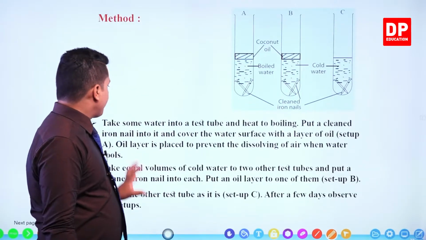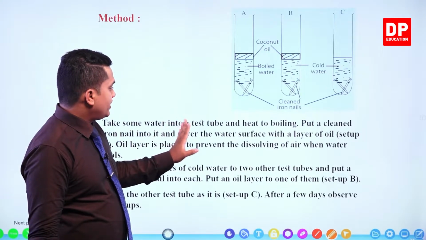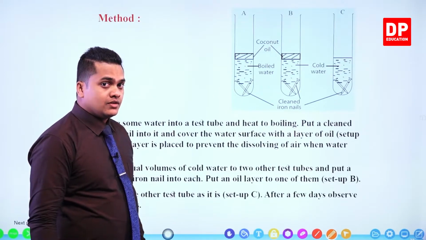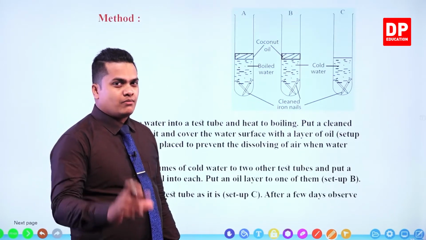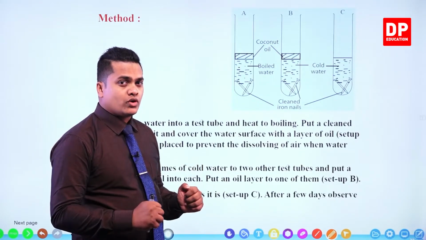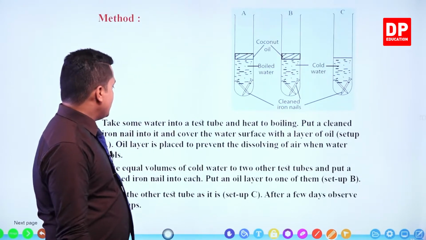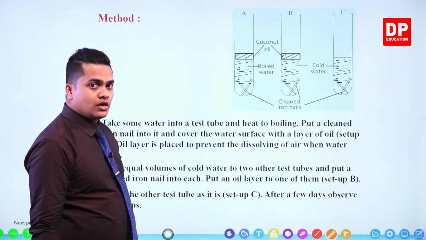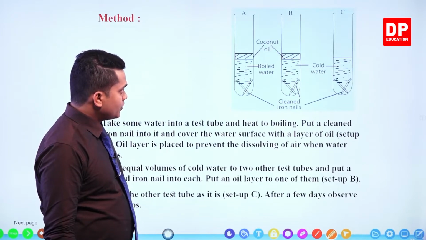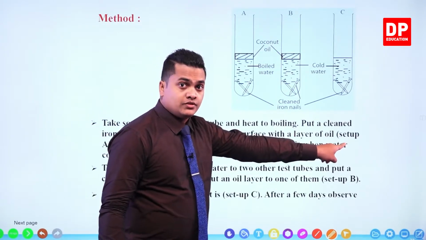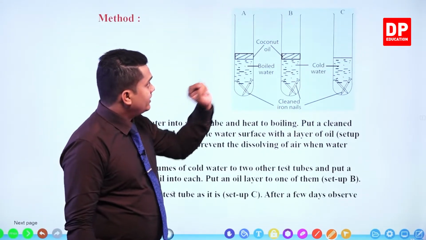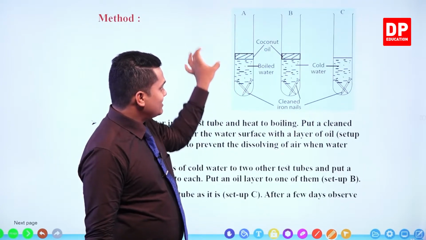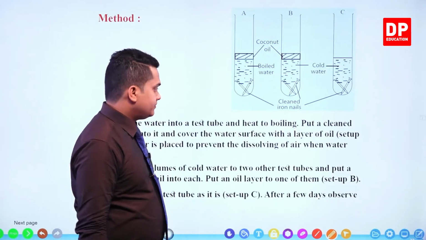Take some water into a test tube or a boiling tube and heat it to boiling. We take one boiling tube, insert some water, and boil the water very well. Put a cleaned iron nail into it and cover the water surface with a layer of coconut oil. Here you can observe setup A, the first setup: boiled water, some iron nails, and a layer of coconut oil.